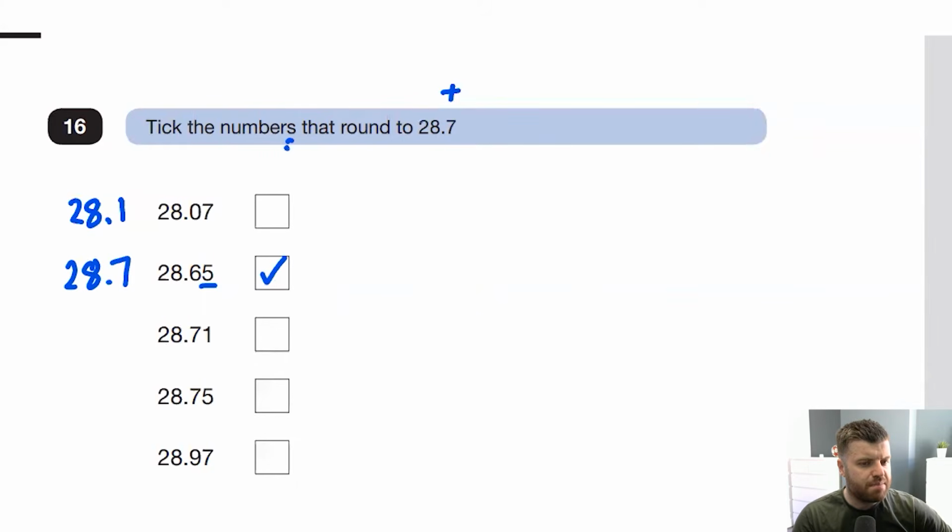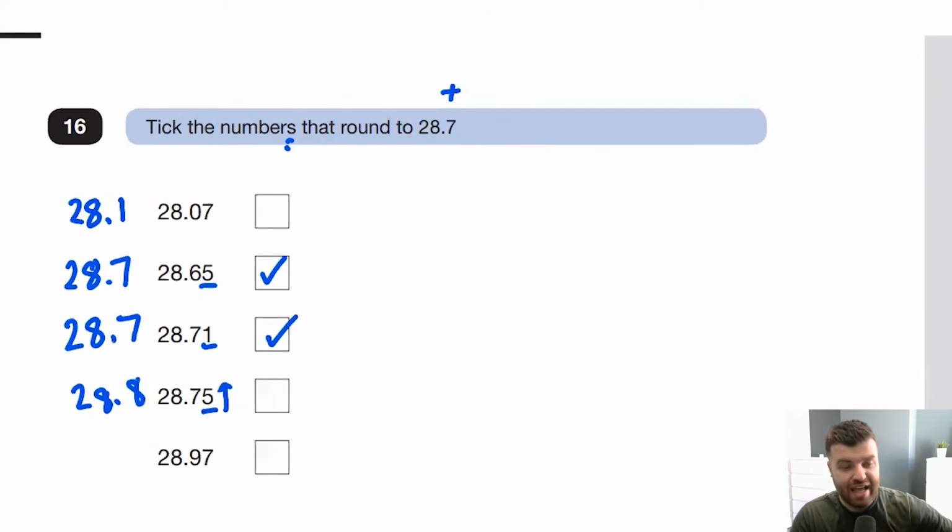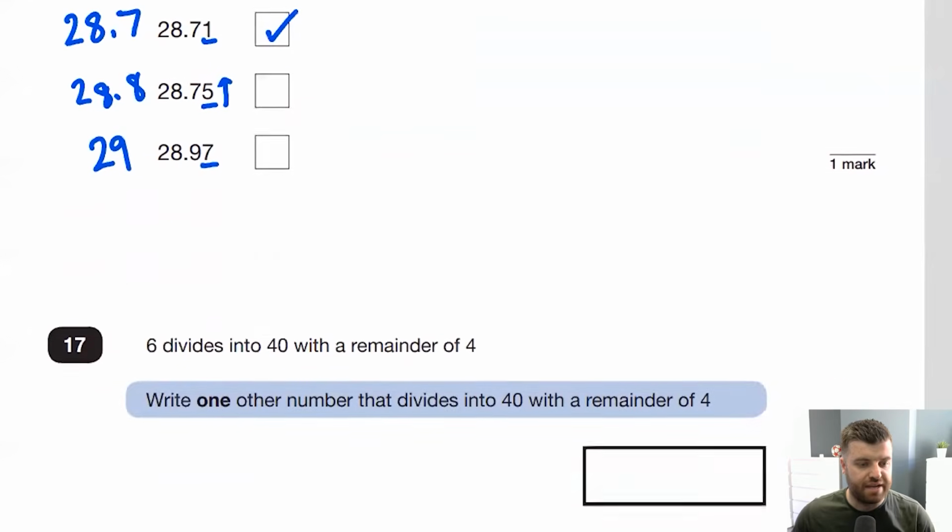Tick the numbers. Notice how it's plural, so I'm going to keep going. Might not just be one answer here. 28.71 in the hundredths. 1 rounds down, so 7 stays where it is. That's a tick. 28.75. We already know that the 5 would round up, so the answer there is 28.8, which is not a tick. And finally, down here, the 7's going to round up. It's going to push us to 29. It is not the answer. There are only 2 ticks, 1 mark for your rounding.